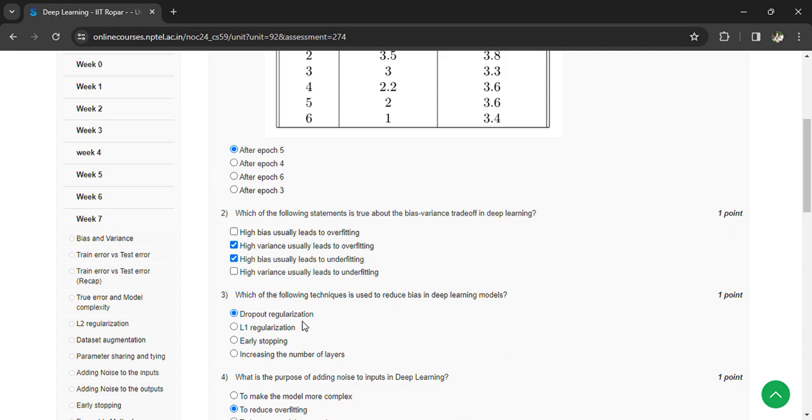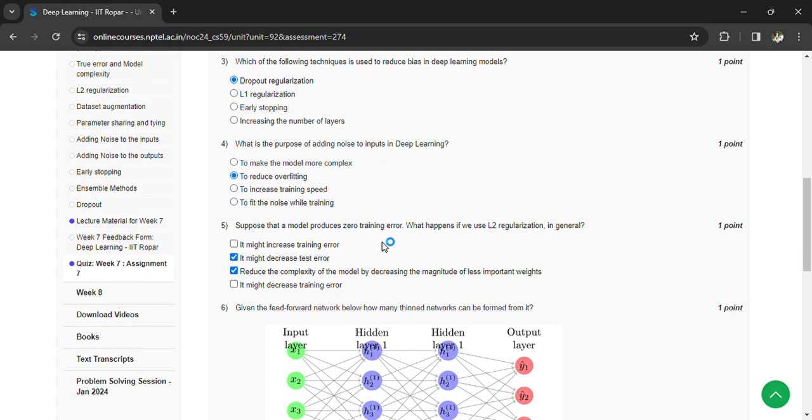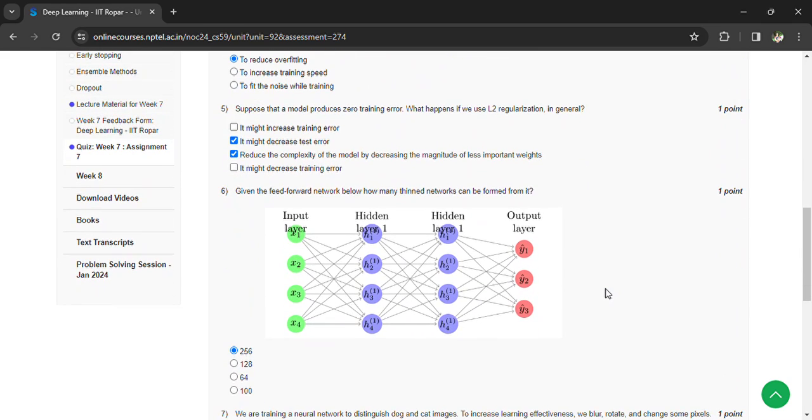True about regularization. What is the purpose of adding noise to inputs in deep learning to reduce overfitting? Suppose that the model produces zero training error. What happens if we use L2 regularization in general? It might decrease test error, and reduce the complexity of the model by decreasing the magnitude of less important weights.